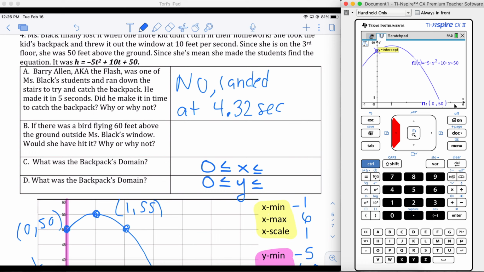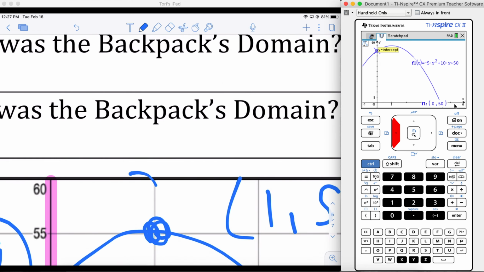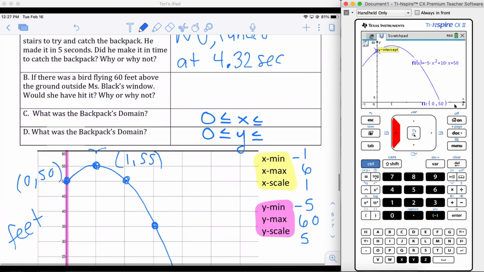All right, second question said, if there was a bird flying 60 feet above the ground outside Miss Black's window, would she have hit it? So let's say there's a bird right here. Would she have hit it with the backpack? You would say no. My graph did not cross there. It only got to 55 feet.